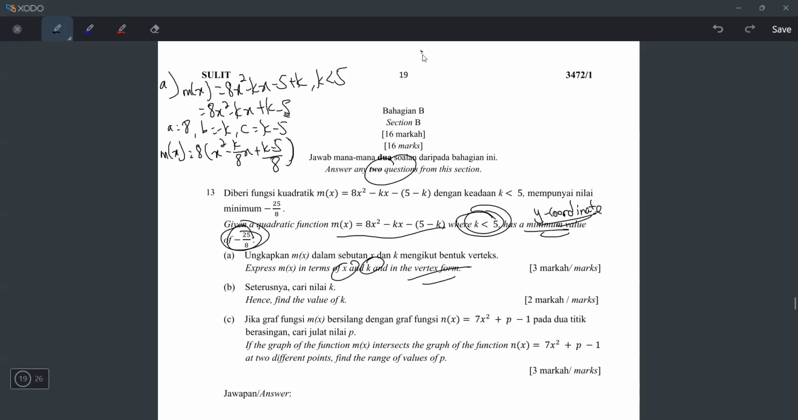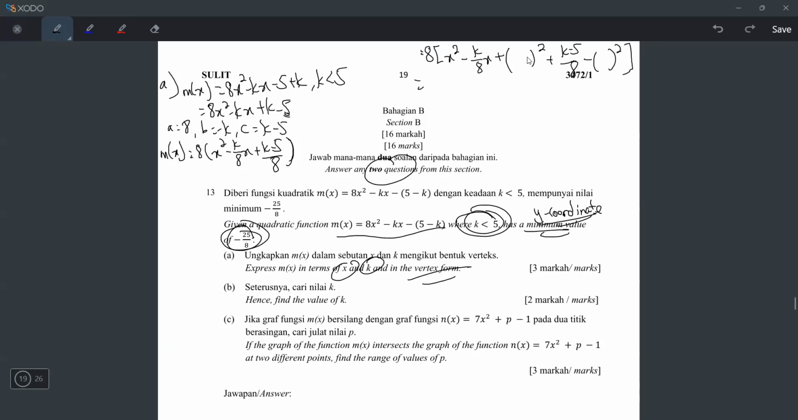So I'll do here, so it'll be equal to 8 big bracket. Okay, never mind, later I'll write it. So 8 big bracket what? x squared minus k over 8 x plus bracket square, plus k minus 5 over 8 minus bracket square, and then close big bracket.